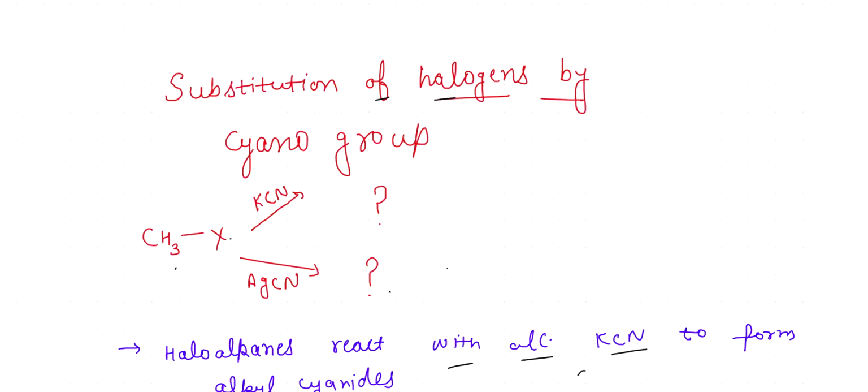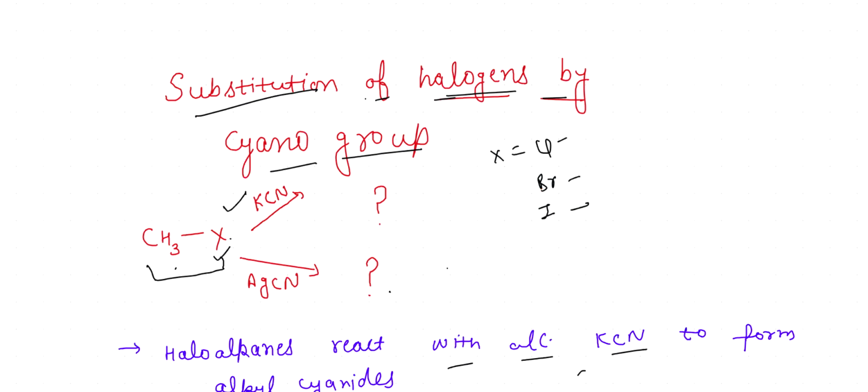Substitution of halogens by cyano group. So cyano group can replace the halogens such as chlorine, bromine, and iodine. We have taken the example of methyl halide, where X is any halide among chlorine, bromine, and iodine. And when it is subjected to react with two different reagents such as potassium cyanide and silver cyanide, then we get different products in both cases.